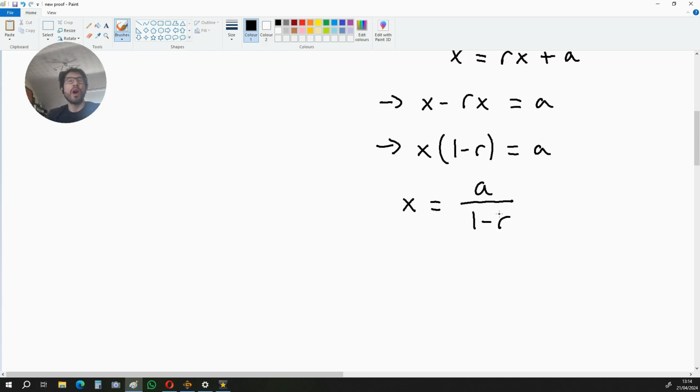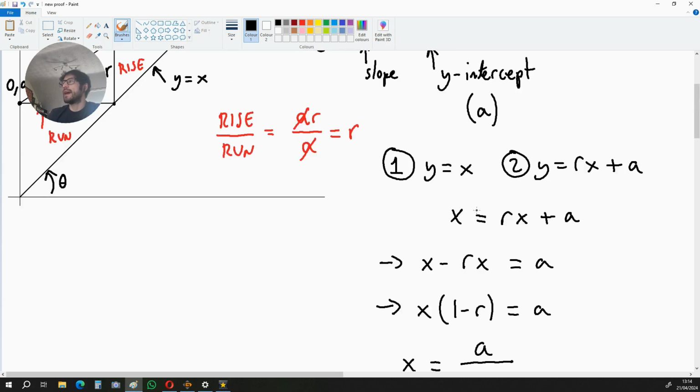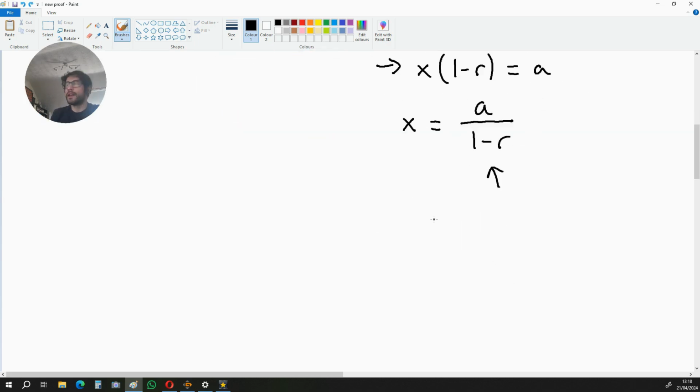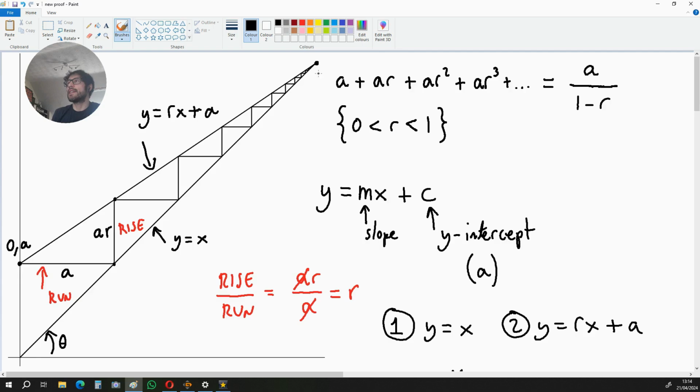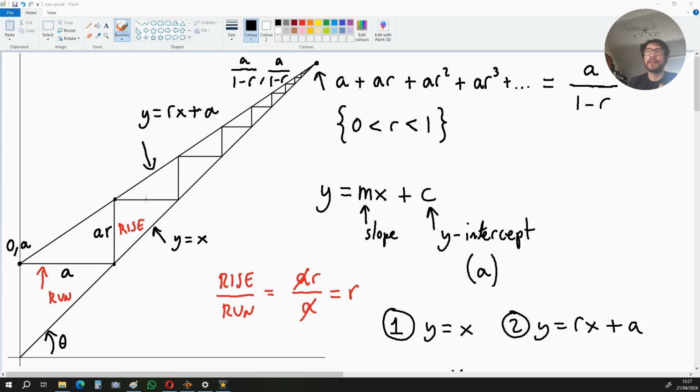Okay, now what is y at that intersection? Well, we just plug this value over here back into y is equal to x. It means the intersection is going to be (a over 1 minus r, a over 1 minus r). Let's write this up here. So this intersection over here is (a over 1 minus r, a over 1 minus r). Now we're really close to ending this proof. We are just going to add some extras to this graph over here to show why this geometric series converges to a over 1 minus r.